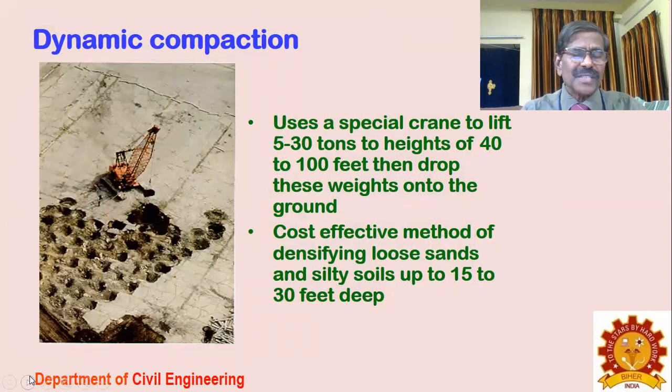So dynamic compaction. Sometimes you can use a crane, lift a very heavy weight and hit it on the floor. Then the floor will sink into the hard mud, which will cause compaction. If you do it seriously, the full area gets compacted. It uses a special crane to lift 5 to 30 tons to a height of 40 to 100 feet. Then you drop this weight onto the ground. It is a cost-effective method to densify loose sand and silty soil up to 15 to 30 feet deep.